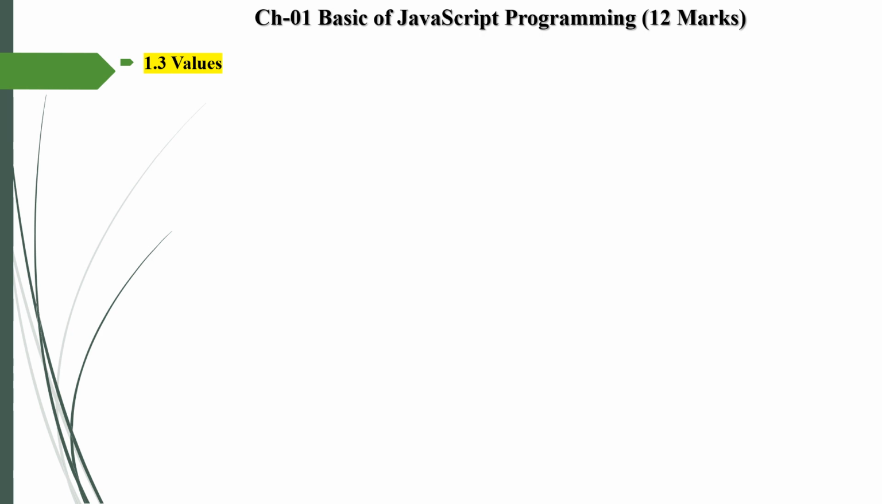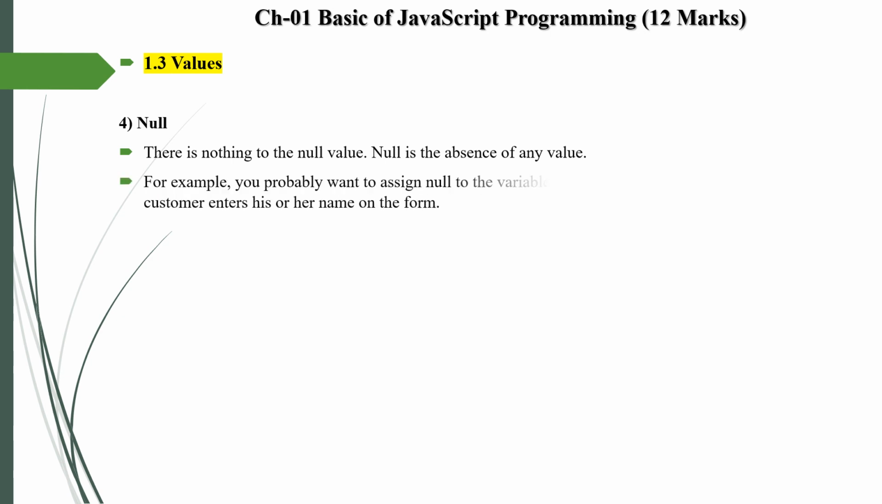Then next type of value is null. There is nothing to the null value. Null is the absence of any value. So if the variable or value is not present, that is called null. For example, you probably want to assign null to the variable used for customer first name until the customer enters his or her name on the form.